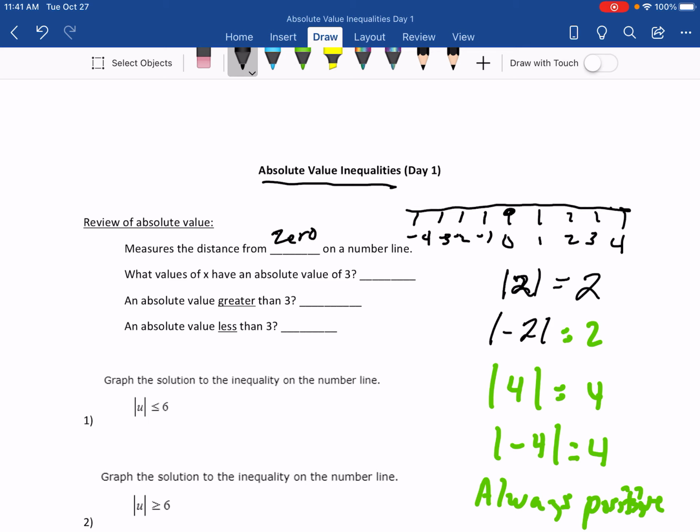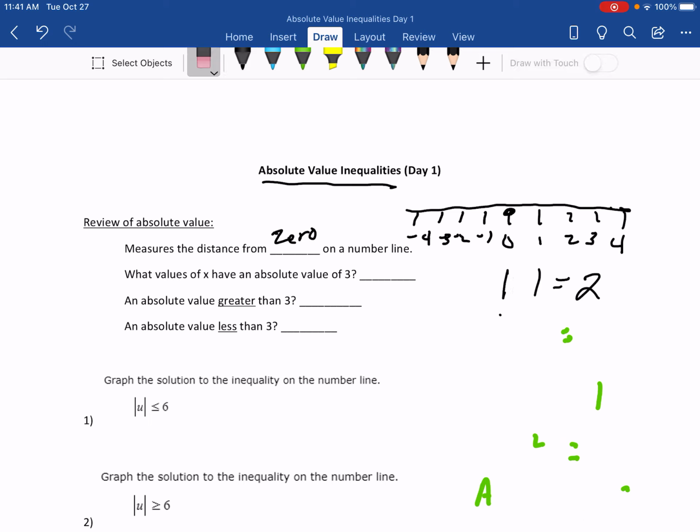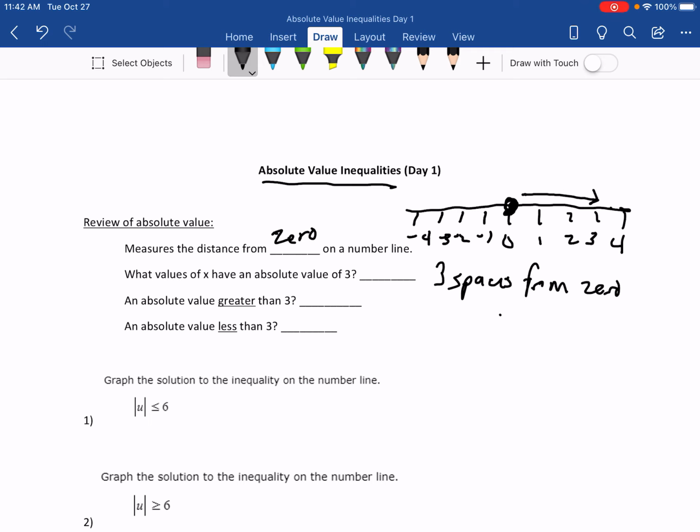So, to continue with the absolute value, the second question you're asked on here: what values of x have an absolute value of 3? That's like saying 3 spaces from 0. So from 0, 3 spaces forward is positive 3, 3 spaces backward is negative 3. Okay, 3 and negative 3.